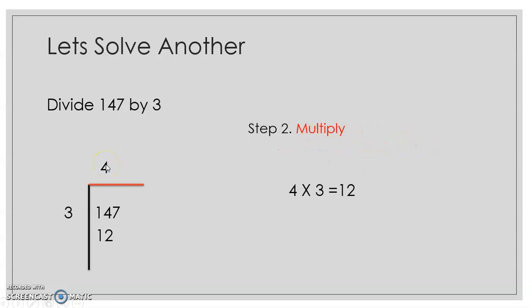Next is to multiply. 4 times 3. This 4 that we get is the quotient. 4 times 3 is 12. That's what we have there. Then we subtract from this 14. Remember, that is what we use to divide, not 147. 14 minus 12 is 2. We have subtracted. Our next step is to bring down. We bring down 7.